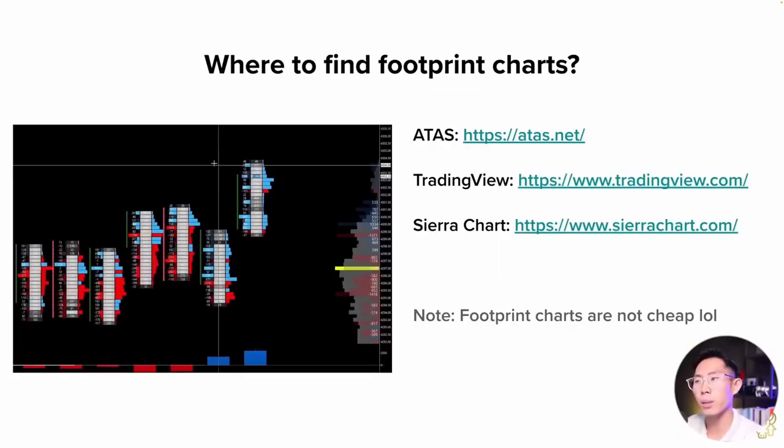There are actually three main software platforms where you can find these footprint charts to trade with and really understand the underlying order flow. First is ATAS, second is TradingView, and next is Sierra Chart. In my opinion, ATAS is the best software when it comes to finding and utilizing your footprint charts.